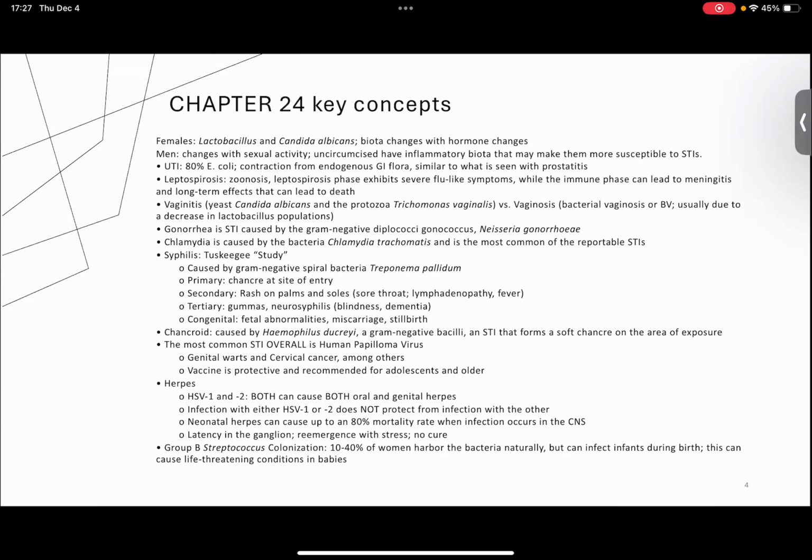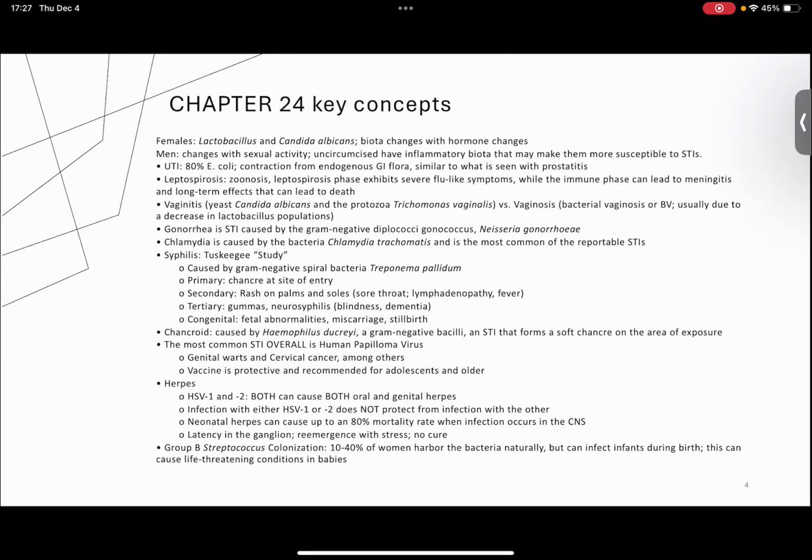Whenever HSV is transmitted vertically from the mother to the baby while giving birth, it can lead to an 80% mortality rate if the virus gets into the central nervous system, and still we're looking at somewhere around 40% mortality rate associated with it getting into other areas. Significant issues. It's a lifelong HSV infection after that.